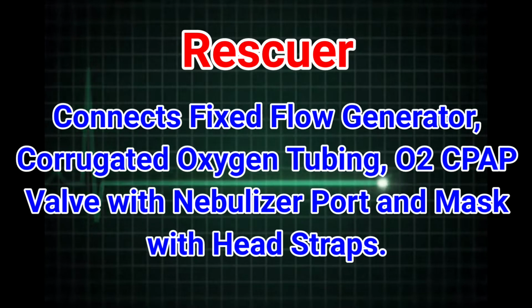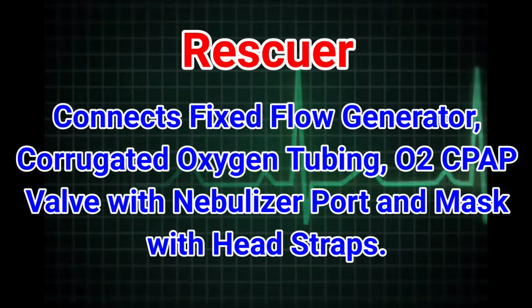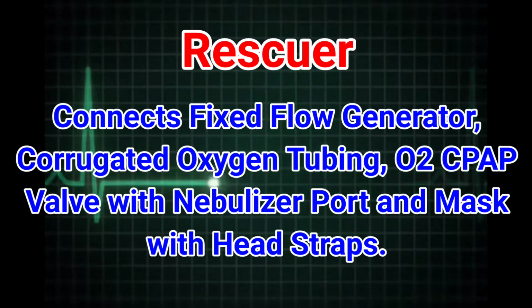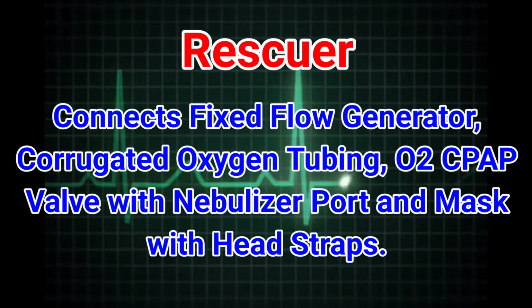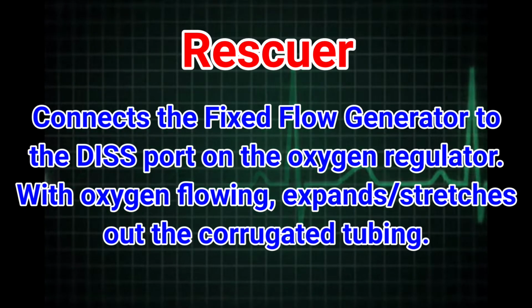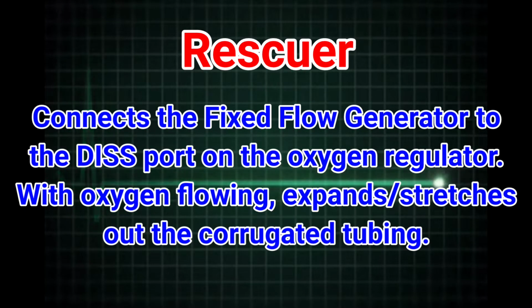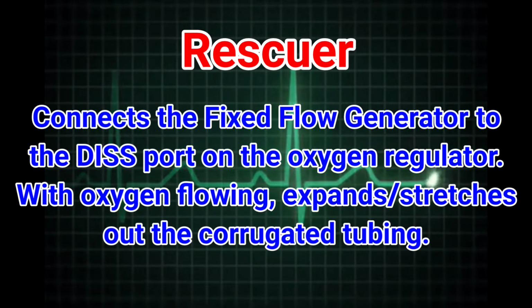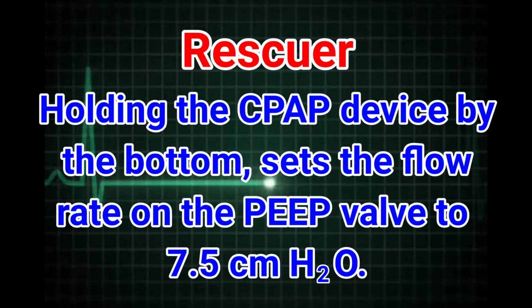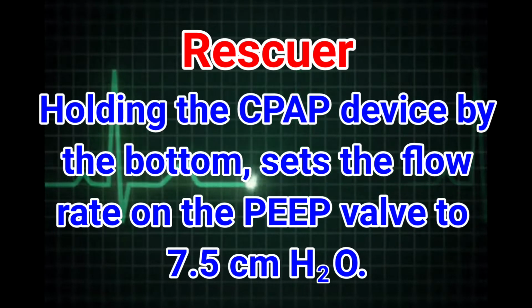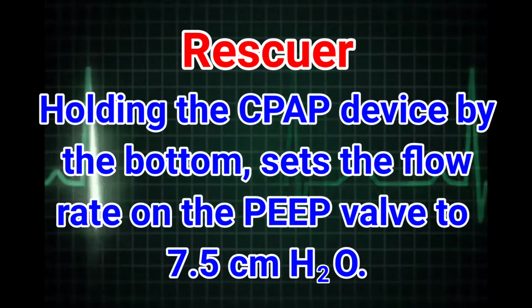Rescuer connects fixed flow generator, corrugated oxygen tubing, O2 CPAP valve with nebulizer port, and mask with head straps. Rescuer connects the fixed flow generator to the disport on the oxygen regulator. With oxygen flowing, rescuer stretches out the corrugated tubing. Holding the CPAP device by the bottom, rescuer sets the flow rate on the PEEP valve to 7.5 centimeters H2O.